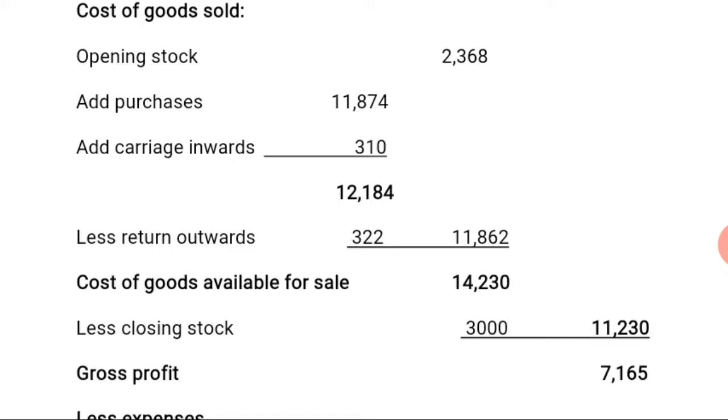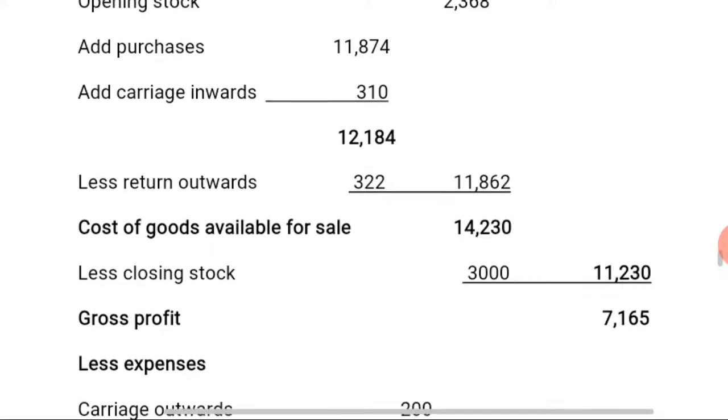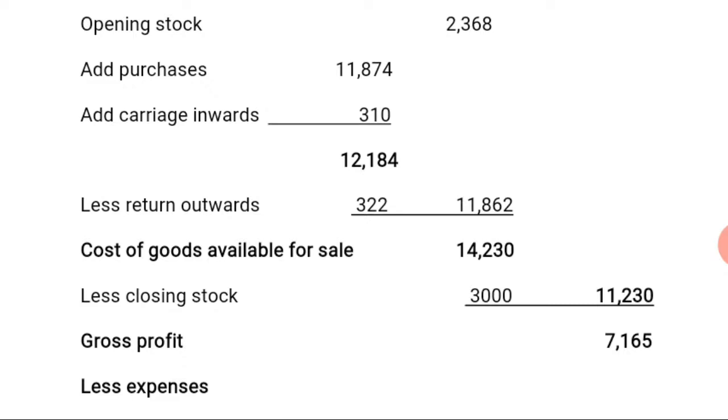That figure, 11,862 naira, could be described as the net purchases, and that net purchases will now be added to the opening stock. So opening stock of 2,368 naira plus the net purchase of 11,862 naira will arrive at the cost of goods available for sales, which amounted to 14,230 naira. Then from there you less your closing stock of 3,000 naira from cost of goods available for sales.